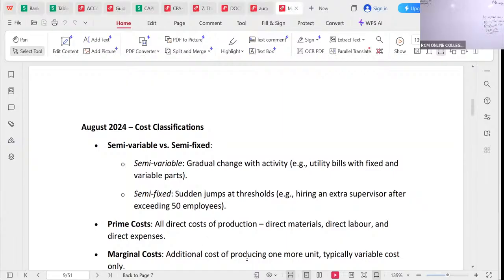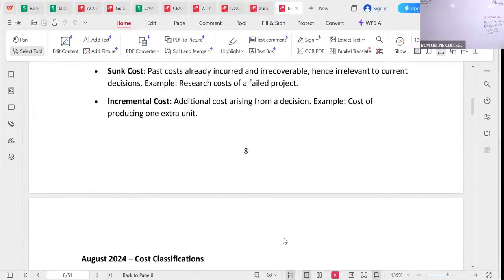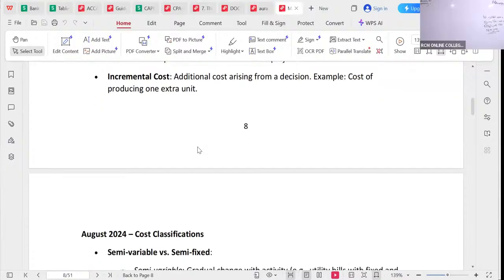So the additional cost of producing one more unit is the marginal cost. So that is an incremental cost, additional cost arising from a decision. Example, cost of producing one extra unit. Let's go to the next one, August 2024, cost classifications.